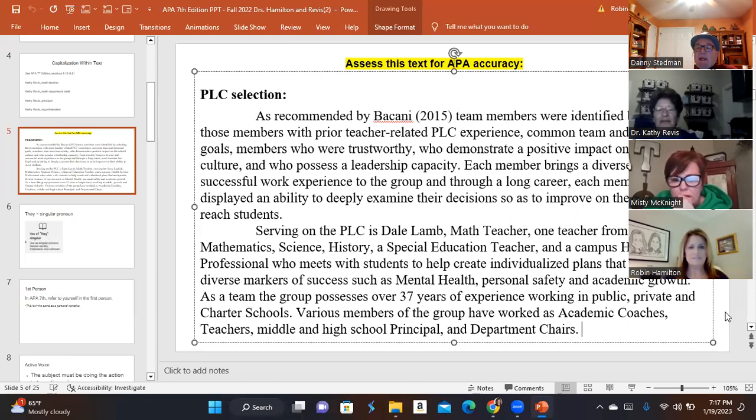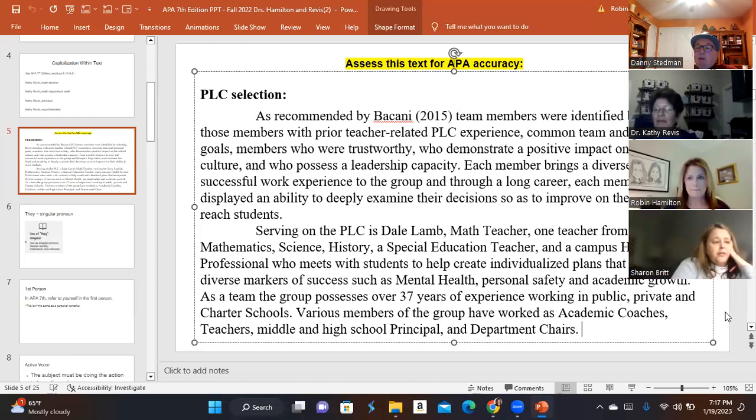Dr. Hamilton, somebody asked a question, just for clarification. If we listed, for example, the health service professional's proper name, that of course would be capitalized, like Dr. Lamb's name is, but the health service professional words would not be capitalized. Is that correct? That is correct. Great, thanks.